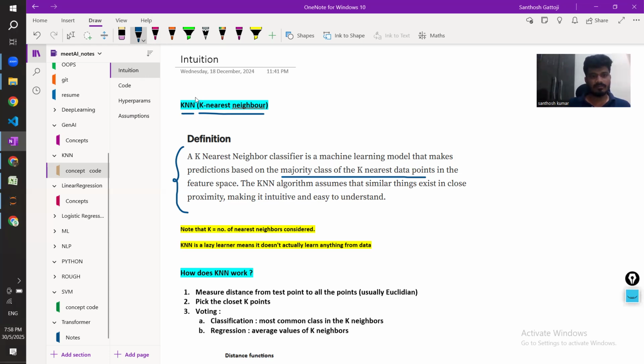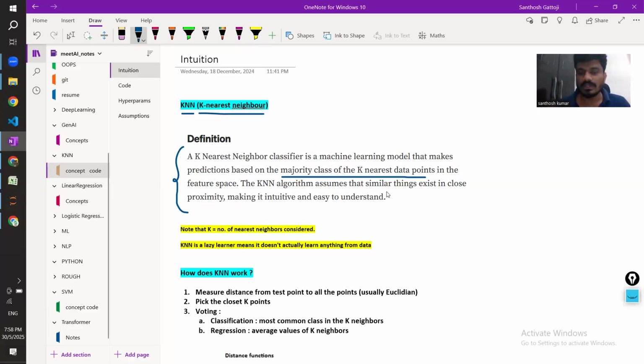Here also we don't have any default value for K, so you need to test and find out which is the best K. There is no formula, no maths, no calculations or functions. Based upon the majority of the class, it will tell you the prediction. One fundamental thing it assumes is that similar points lie near to each other.